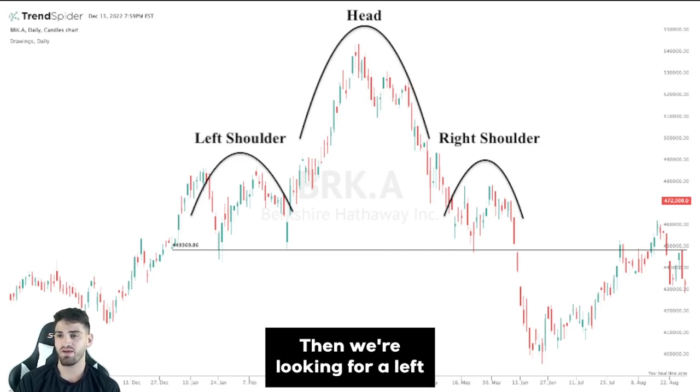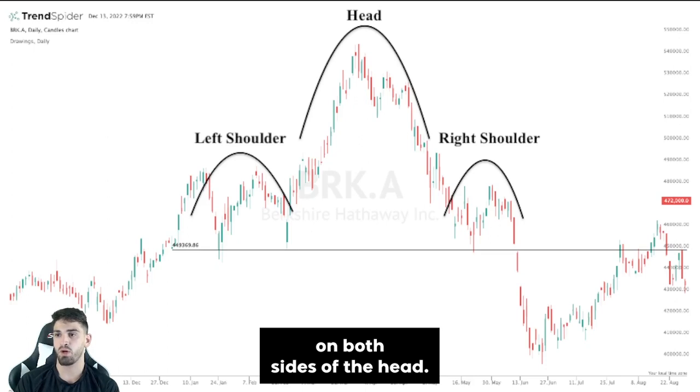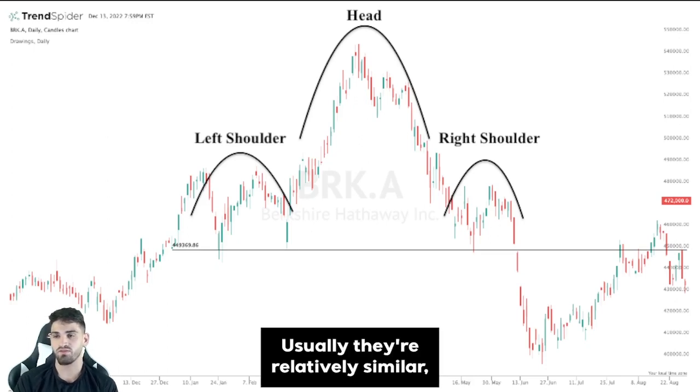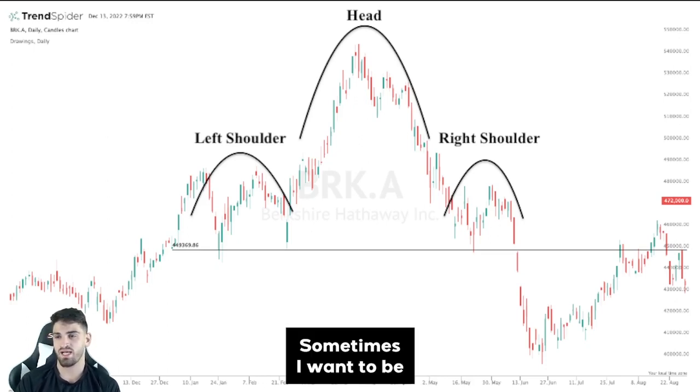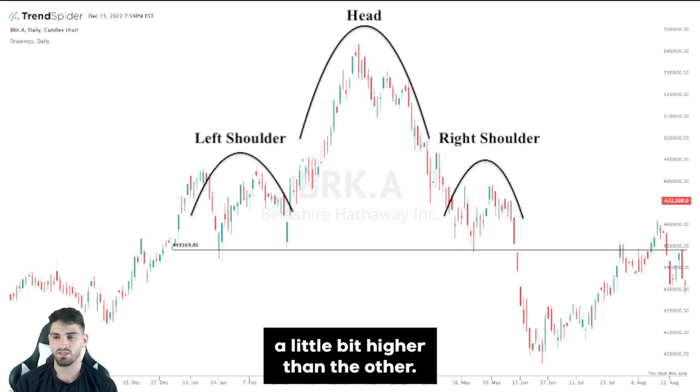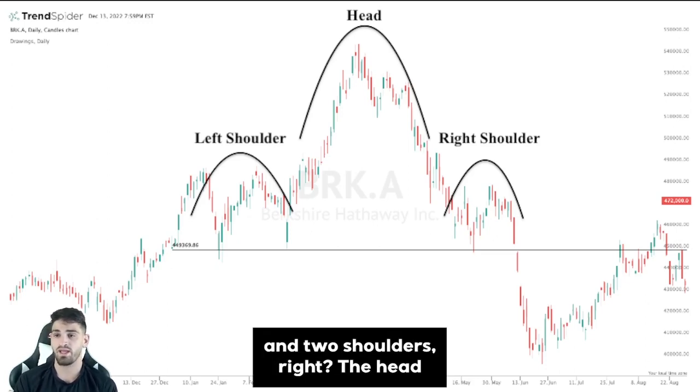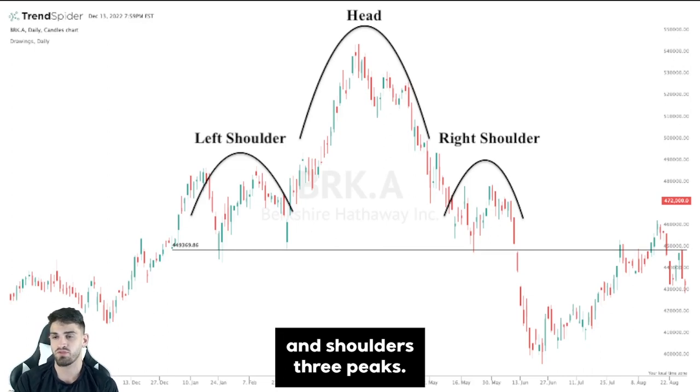Then we're looking for a left and right shoulder, which are smaller peaks on both sides of the head. Usually they're relatively similar, equally as high. Sometimes one will be a little bit higher than the other. Doesn't really matter. We're just looking for a head and two shoulders, right? The head and shoulders, three peaks.